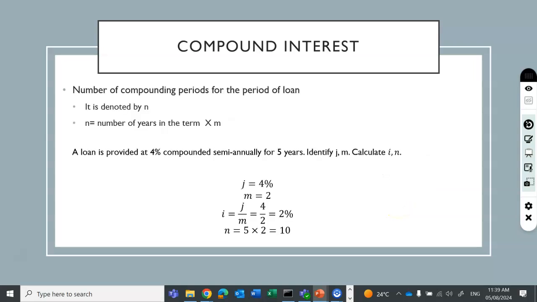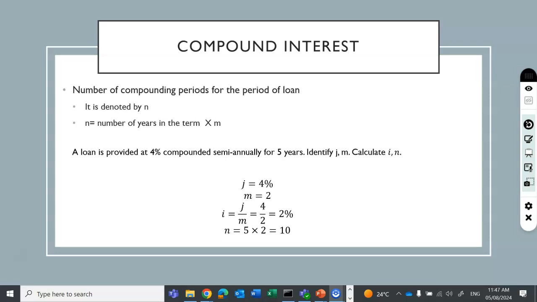The second thing is the number of compounding periods for the period of loan. You already know how to calculate the number of compounding periods for 1 year. Multiply it by the number of years for the loan. That will give you the number of compounding periods for the period of loan, N. So for all the problems of compound interest, we should know how to calculate I and N, that is, the periodic rate of interest and the number of compounding periods for the period of loan. And then only we can use the formula. So let's see with examples how to calculate I and N.